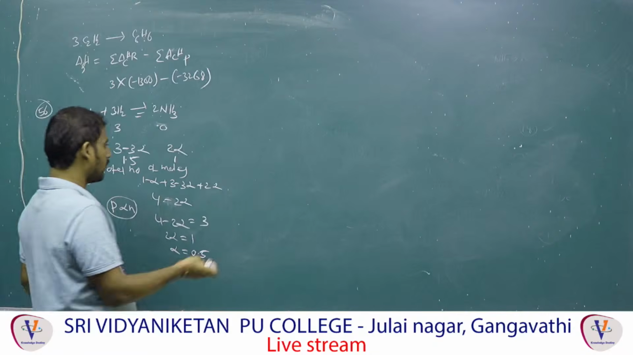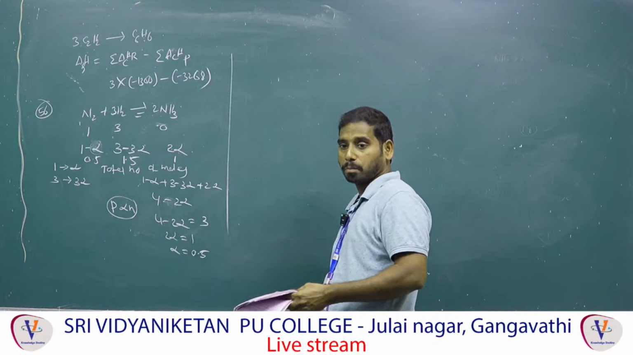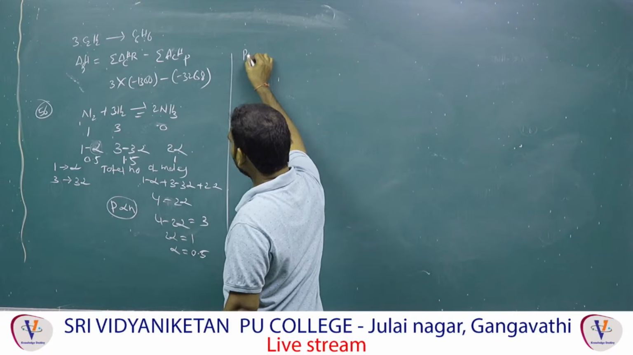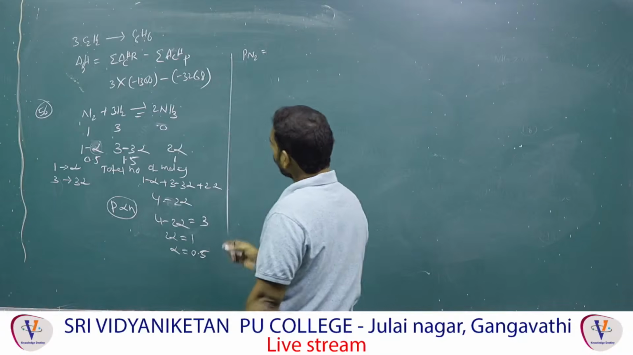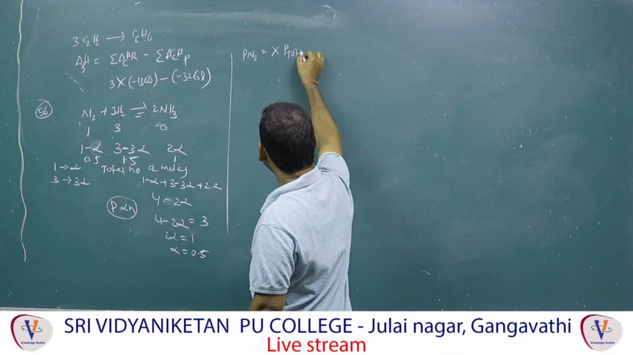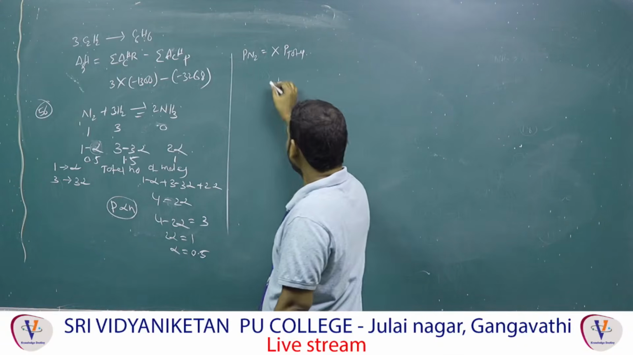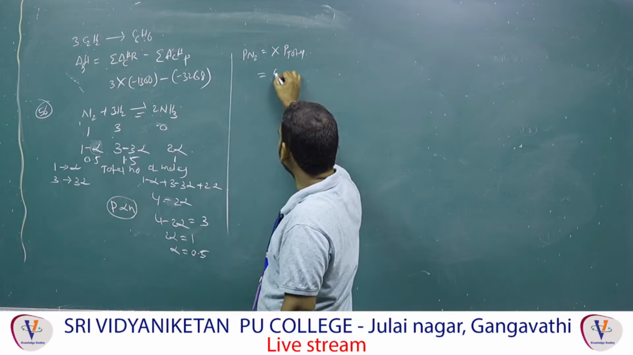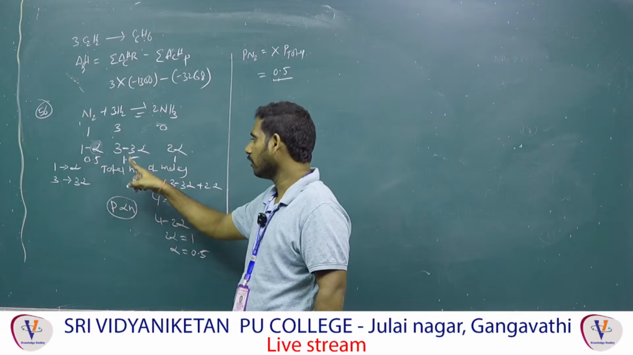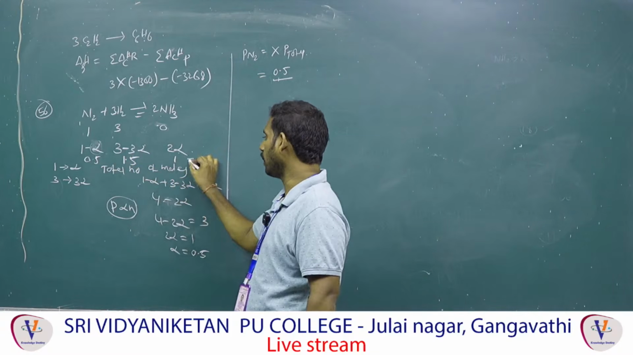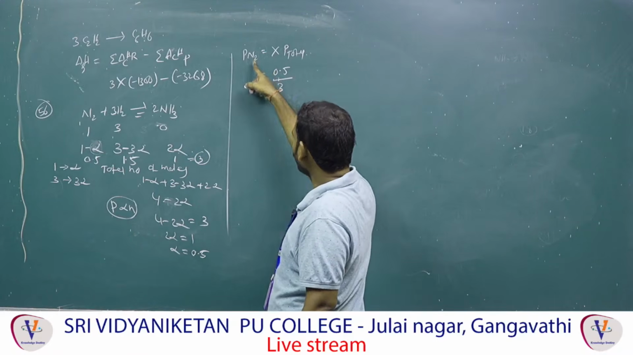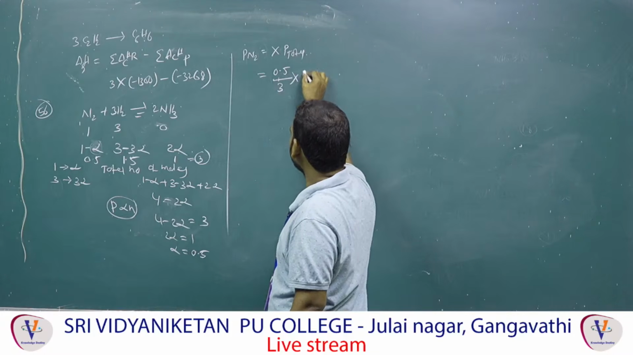Yes, Kp. Kp means you have to find partial pressure. Partial pressure of N2 is equal to mole fraction into P total. Mole fraction of N2: N2 means what? 0.5 by total number of moles. How much? 0.5 plus 1.5 plus 1, total number of moles is 3. So number of moles of N2 by total number of moles into total pressure is how much?